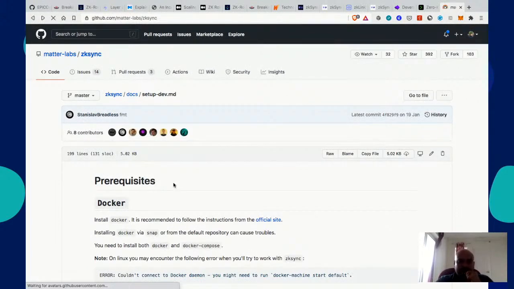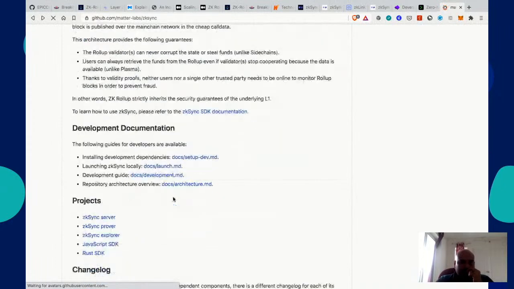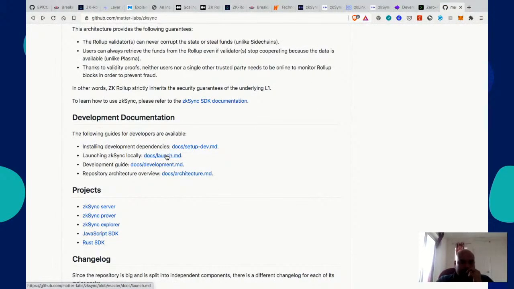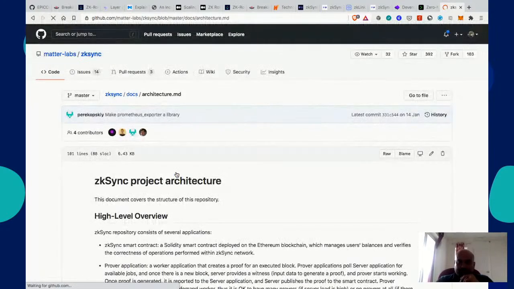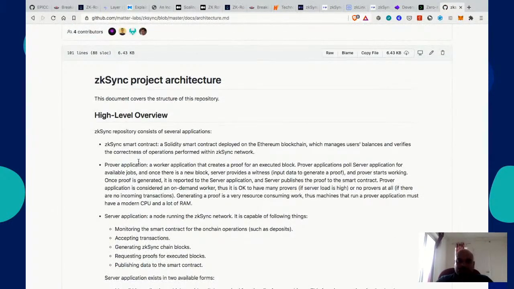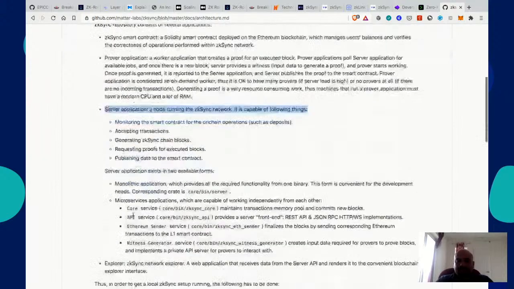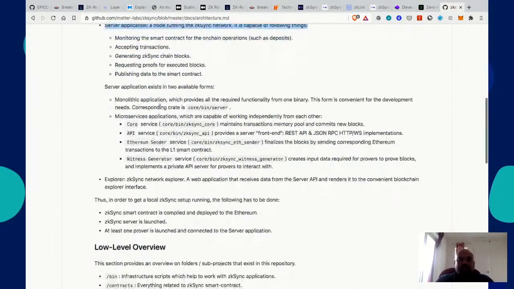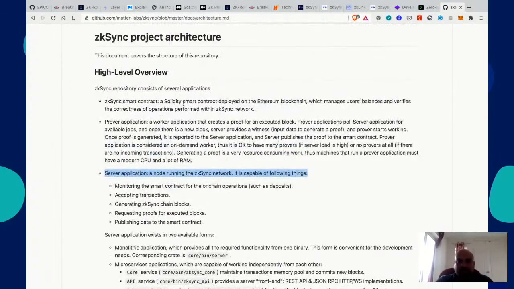And when you come to the ZK Sync architecture, it is very beautifully explained in this diagram. ZK Sync has smart contracts, a prover application, and a server application. If you look at the components, the smart contract is a Solidity smart contract, and the server monitors the smart contracts on layer one. The prover application is an off-chain application. It creates the proof for a block.